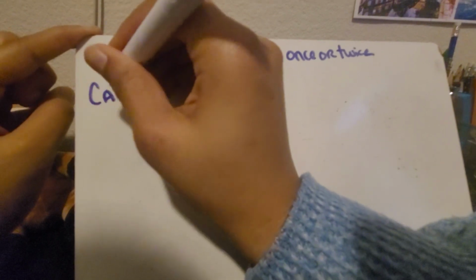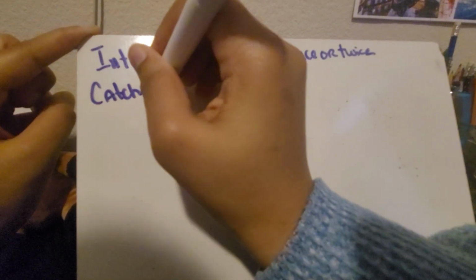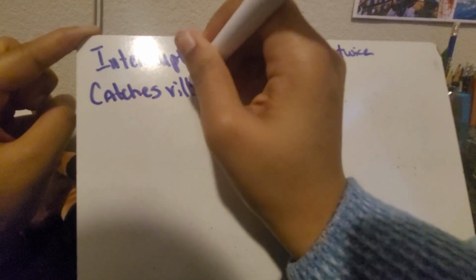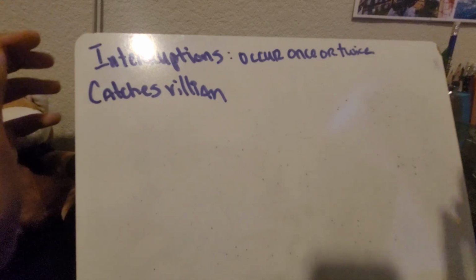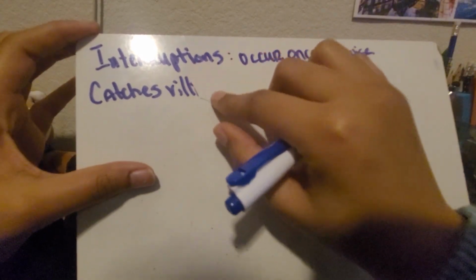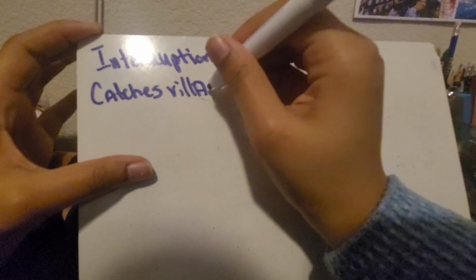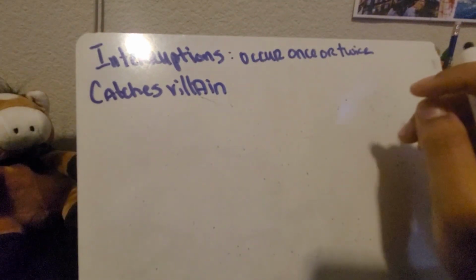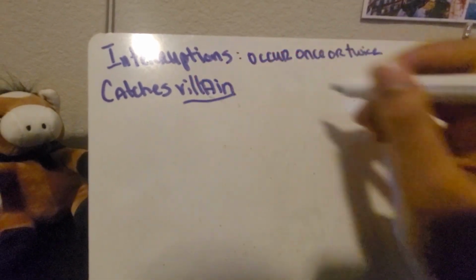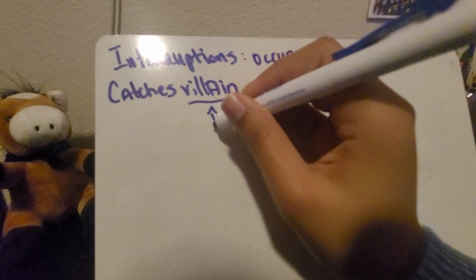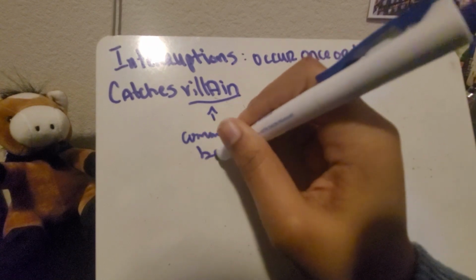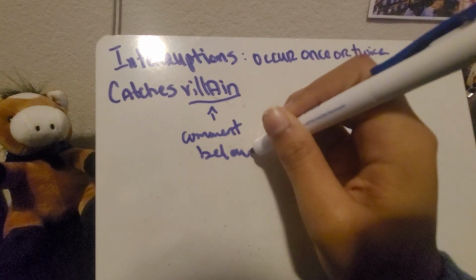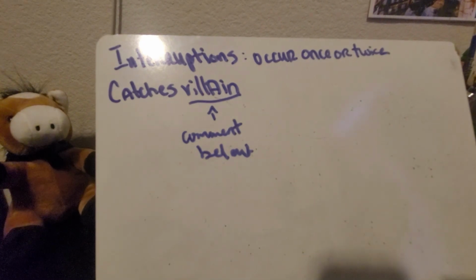So the sheriff's on the hunt, and let's just say he catches the villain. I usually spell villain wrong. It's the other way around. Hopefully. Correct me in the comments if I spell that word correctly.